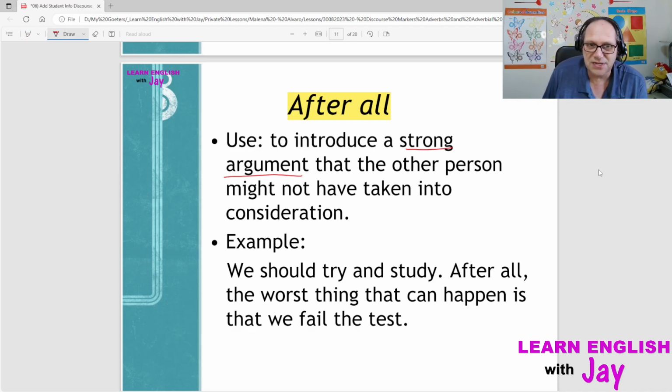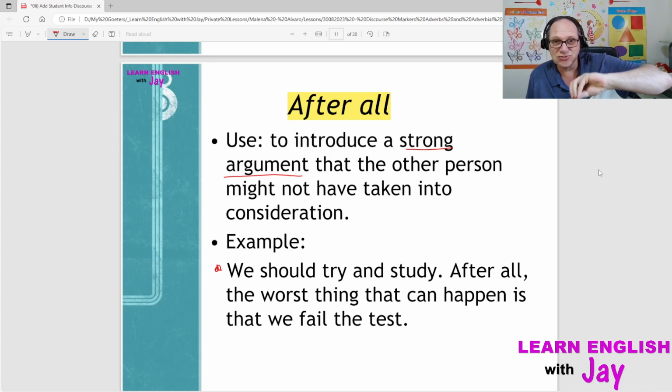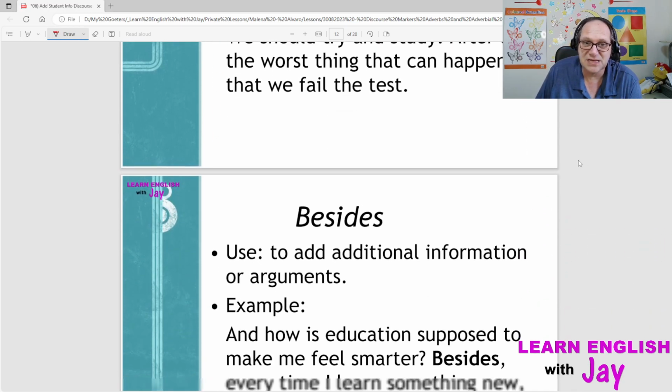that the other person might not have taken into consideration. Okay. We should try and study. That's the example, by the way. We should try and study. After all, now we want to give a strong argument that the other person hasn't considered. After all, the worst thing that can happen is that we fail the test. Okay. So, introducing a strong argument, we can use after all.